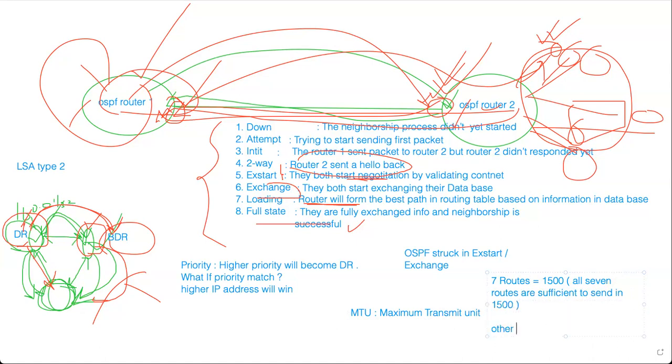Let's say the other router has MTU 100. So when you send 7 routes, if the other router is having only MTU 100, it cannot load all 7 routes. So there is an MTU mismatch. It's just like, let's say I gave you a message and you cannot hear the full message. You are not getting it fully, so my message is broken.